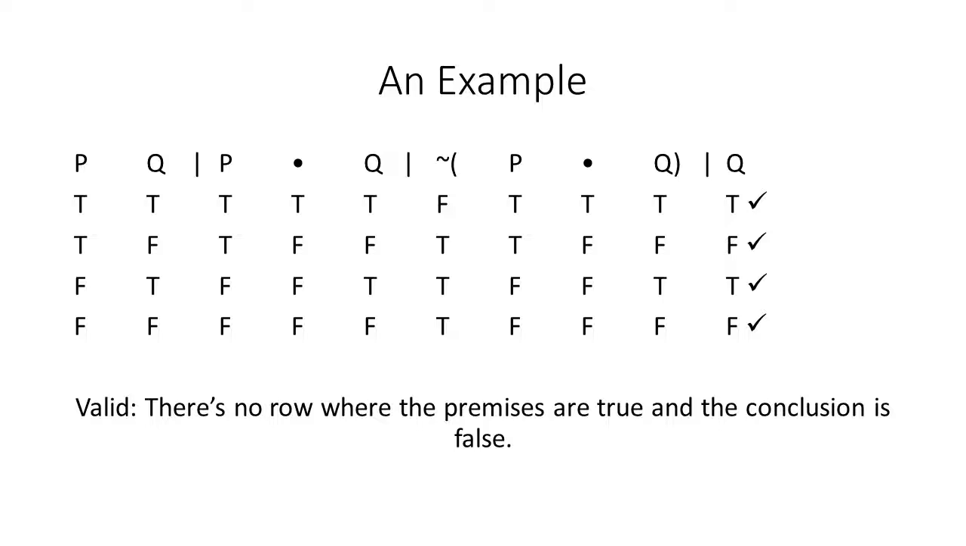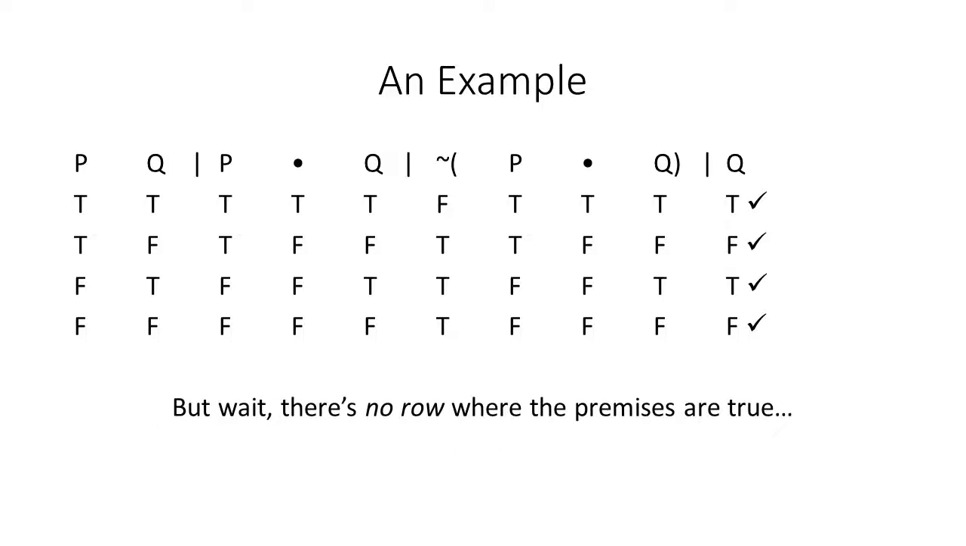Is there any row where the premises are true and the conclusion is false? No, there isn't, so the argument's valid. Okay, so here's a question. Is there any row where the premises are true and the conclusion's true? No, right?